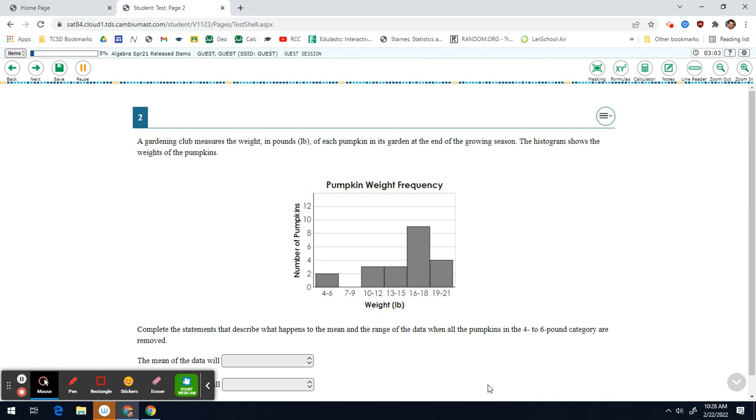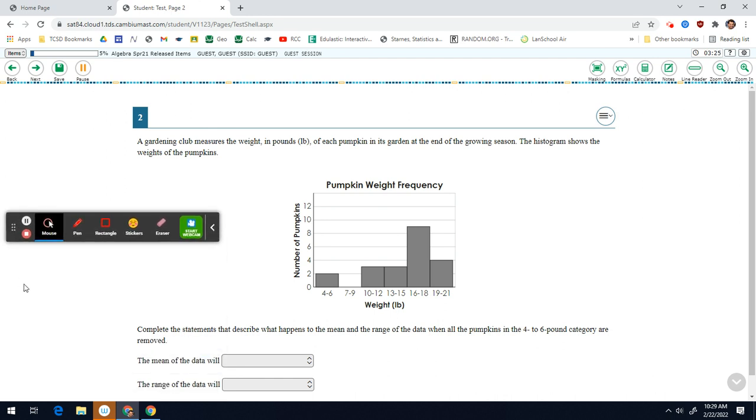Okay, Algebra OST, spring 2021 released test items, number 2. It says a garden club measures the weight in pounds of each pumpkin in its garden at the end of the growing season. The histogram shows the weights of the pumpkins. Complete the statements that describe what happens to the mean and range of the data when all the pumpkins in the 4 to 6 pound category are removed.